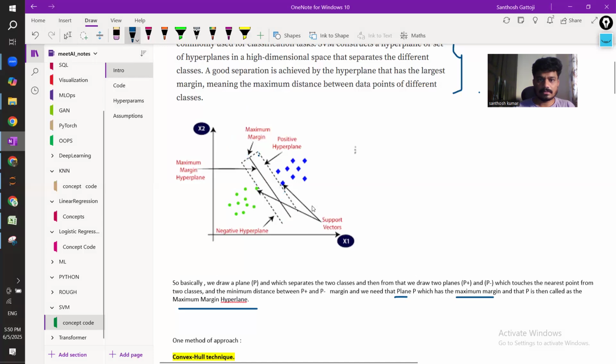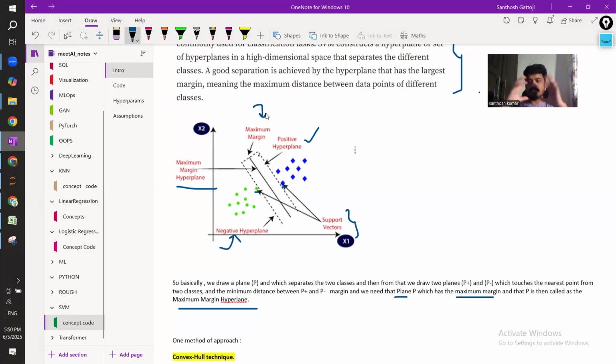Clear? Okay. So now the main points. The points which we are considering are called support vectors. This particular plane which touches the positive points is called the positive hyperplane. And this dotted line which is touching this is called the negative hyperplane. The middle one is called the maximum margin plane, and this distance is called the maximum margin.